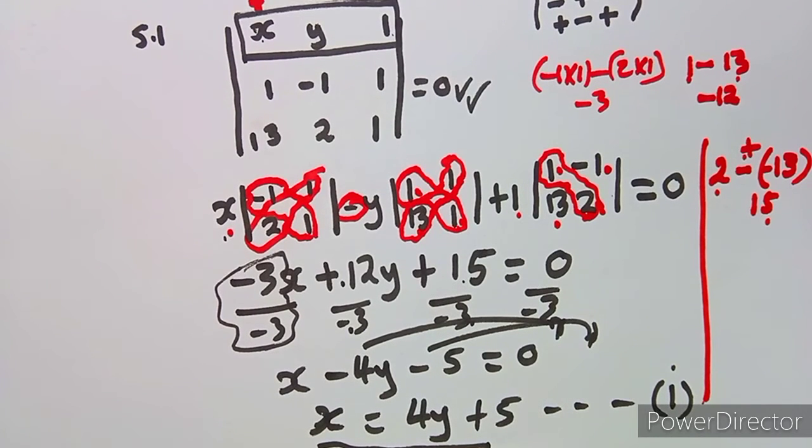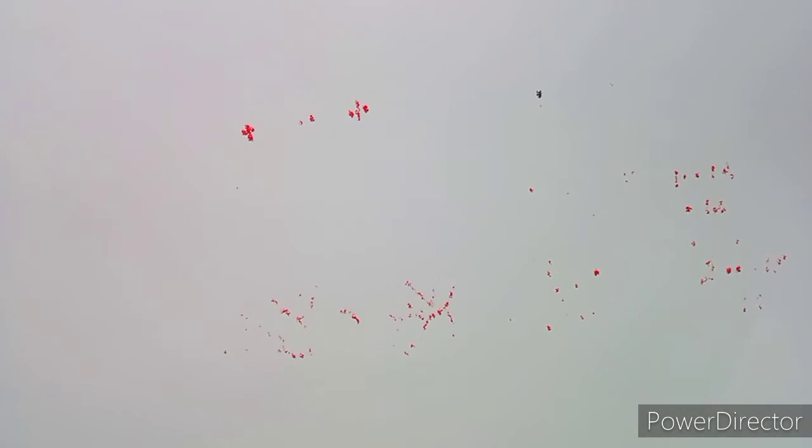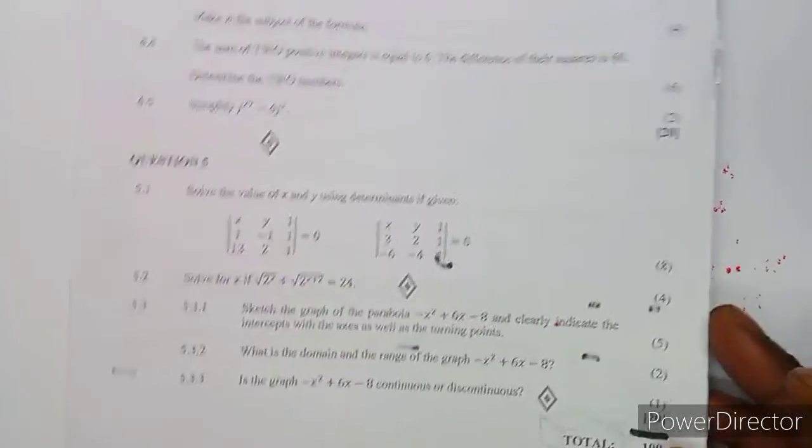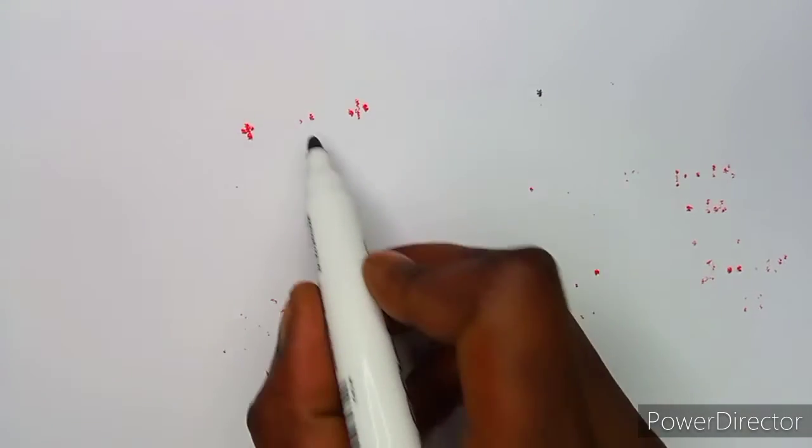All right, so as we can see, from the first determinant we have formed an equation, but this equation has got x and y, which means we can't solve for anything for the meantime. We have to leave it at this stage, and we do the same for the other given determinant here. We have to apply the same concept again, guys.